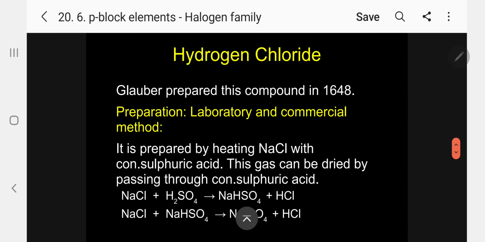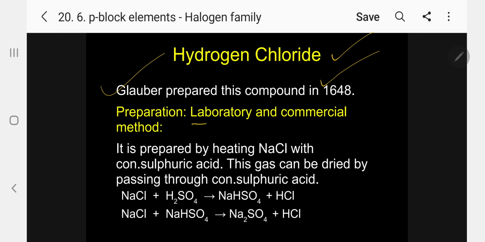The next, I am going to take the most important acid, hydrogen chloride. Kindly follow, mineral acid. We have discussed 2 other acids: under the nitrogen family, nitric acid, under the oxygen family, sulfuric acid. Here under the halogen family, hydrogen chloride. So these are the main important mineral acids commonly used in the laboratory. Glauber prepared this compound in 1648. Please follow the name of the person.